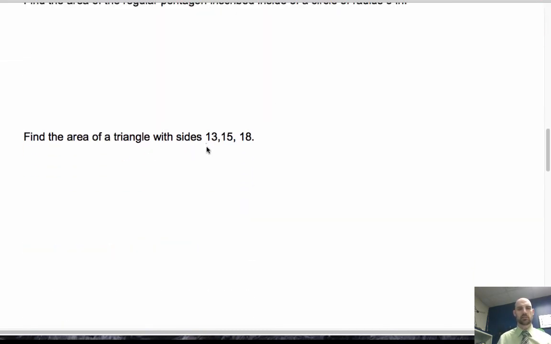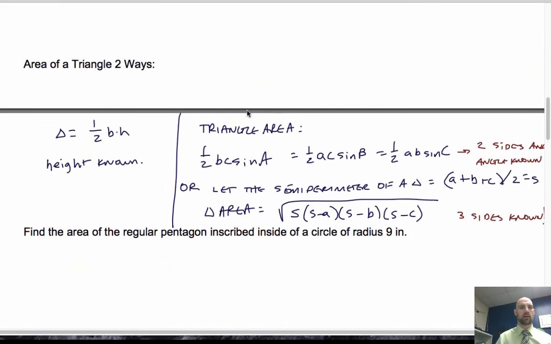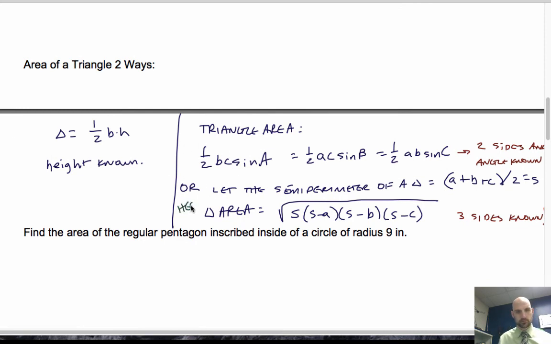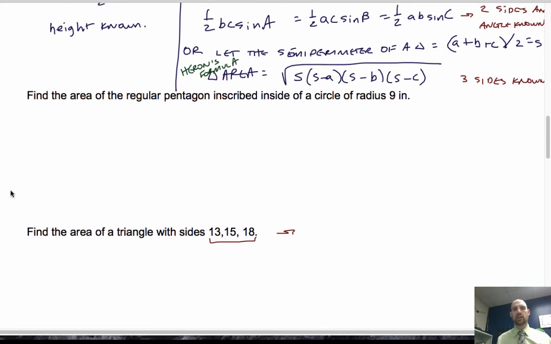Area of a triangle with sides 13, 15, and 18. And I forgot to mention this is called Heron's formula. May you strive to have a formula named after you one day. But this is Heron's formula based on semi-perimeter, and it's with 3 sides known. So I'm going to use Heron's formula. Admittedly, it could be heron, but I feel like that's a bird, and it is. So I don't know, Heron or Heron's formula.